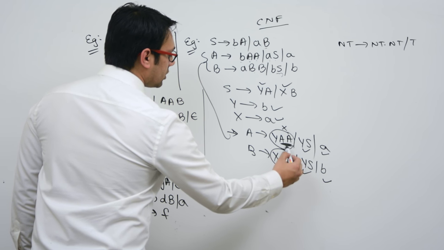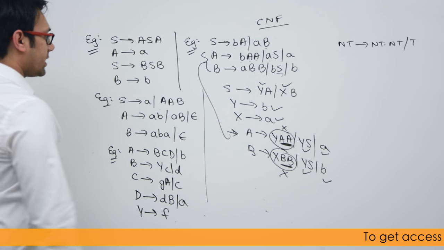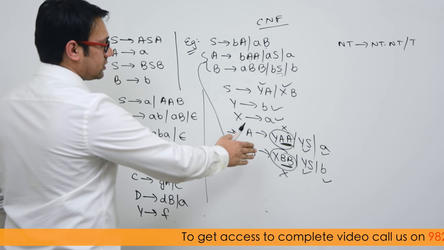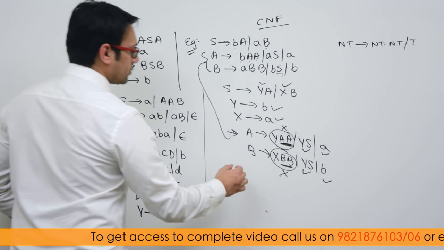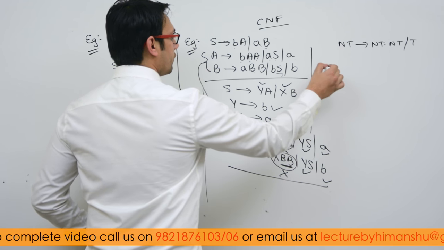So let us assume we are introducing one more variable for this AA. So we can do something like this. We can introduce W and Z. Let us introduce two more variables, W and Z. So we can make it like this.